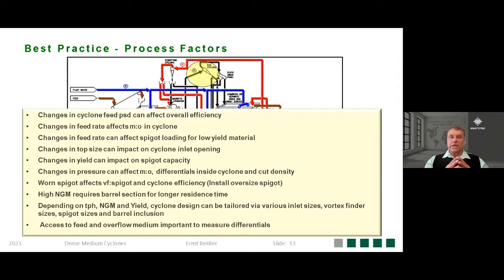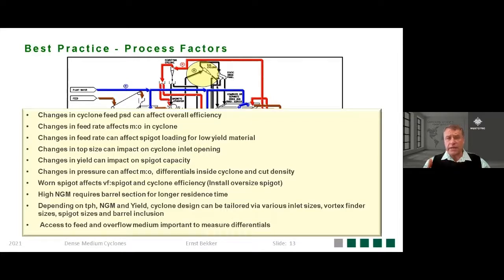Then, if we look at the dense media cyclone, we've talked about some of these factors, and there's going to be some repeat based on what Frikkie was also presenting. A change in the cyclone feed size distribution can affect the overall efficiency. That comes back to what Frikkie's previous presentation was all about, the breakaway size. If you send the wrong size fraction, for which the unit wasn't designed, then inefficiency starts to occur. If that situation happens, discuss it with your supplier. Just make sure that the equipment is still suitable for that process.